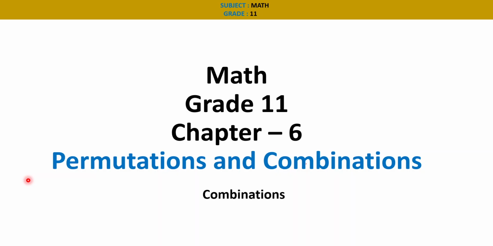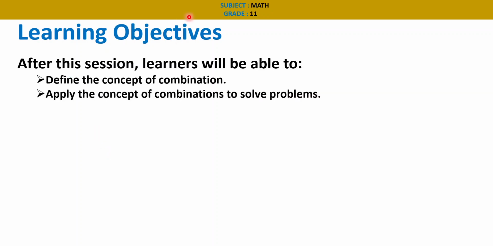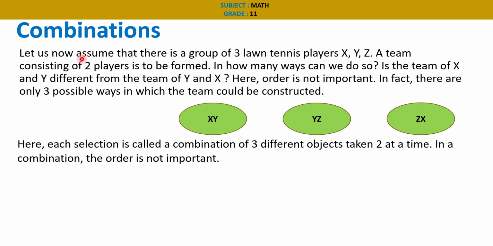Let's start Maths, grade 11, chapter 6, Permutations and Combinations. Subtopic is Combinations. Learning objectives: after this session, learners will be able to define the concept of combination and apply it to solve problems. Combinations. Let us now assume that there is a group of 3 lawn tennis players X, Y, Z.